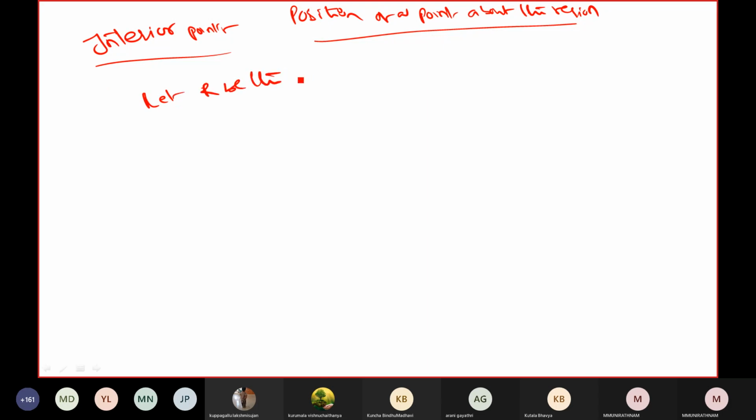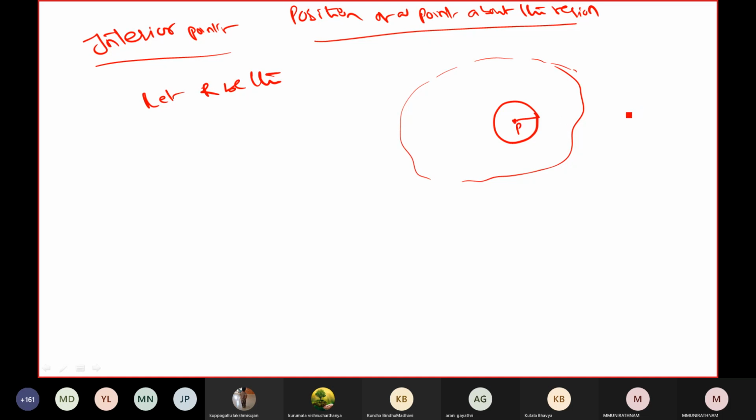Let R be the region. In this region, the neighborhood of any point is always inside this region. If the neighborhood of any point is inside that region, that point is called an interior point.